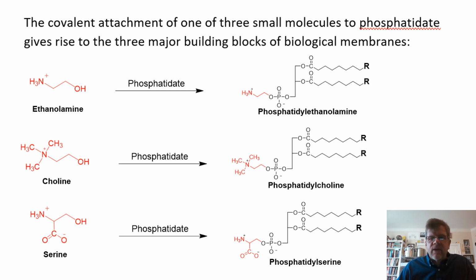Lastly, let's take a look at our serine molecule down here. Serine binds through its hydroxyl group with phosphatidate to give phosphatidylserine. Phosphatidylserine, and there's that connection point. As with all of the other ones, we now have 3 types of structures put together. We have our phosphatidyl ethanolamine, phosphatidylcholine, and phosphatidylserine. Now let's take a closer look at these structures.